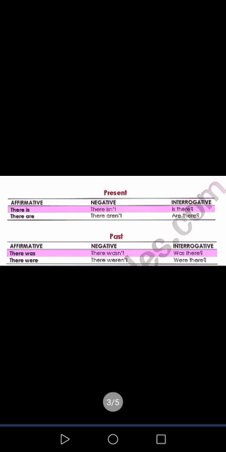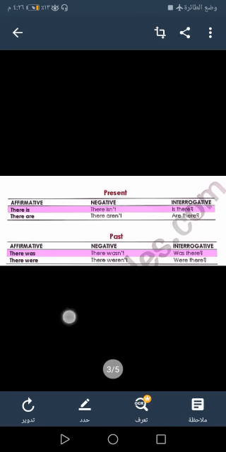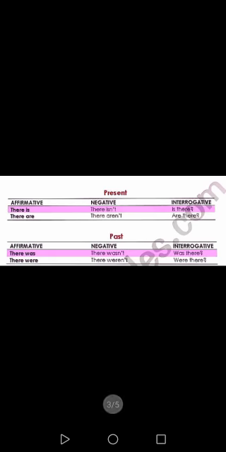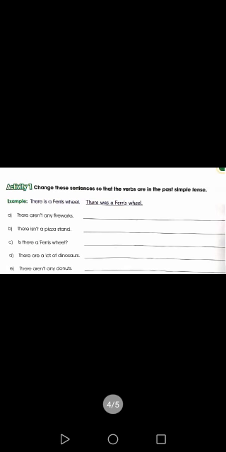At the bottom, in the past, we use there was plus singular in positive sentences, and there were plus plural in affirmative or positive sentences. In negative, we use there wasn't plus singular and there weren't plus plural. In questions, when I want to ask, we use was there for singular. For plural, we use were there.